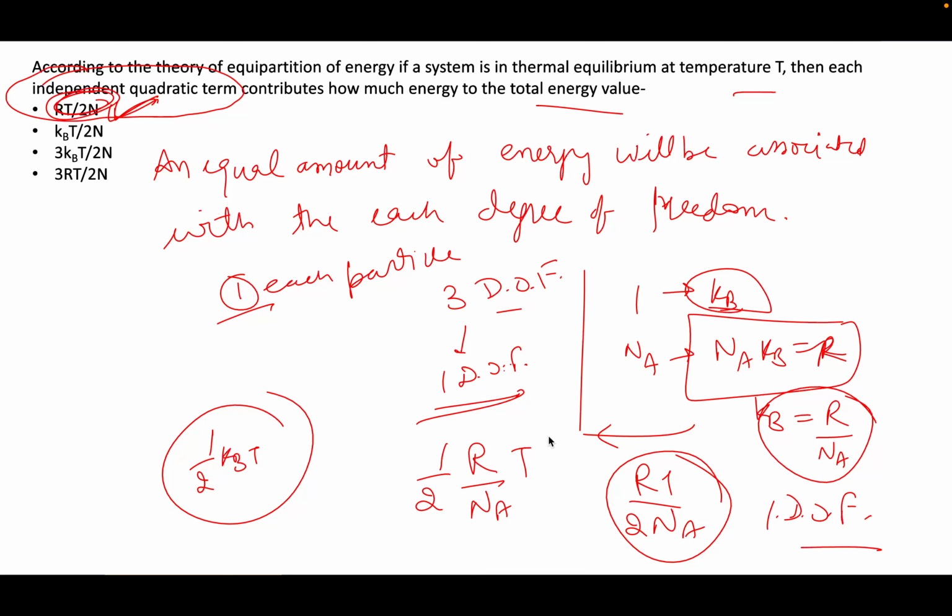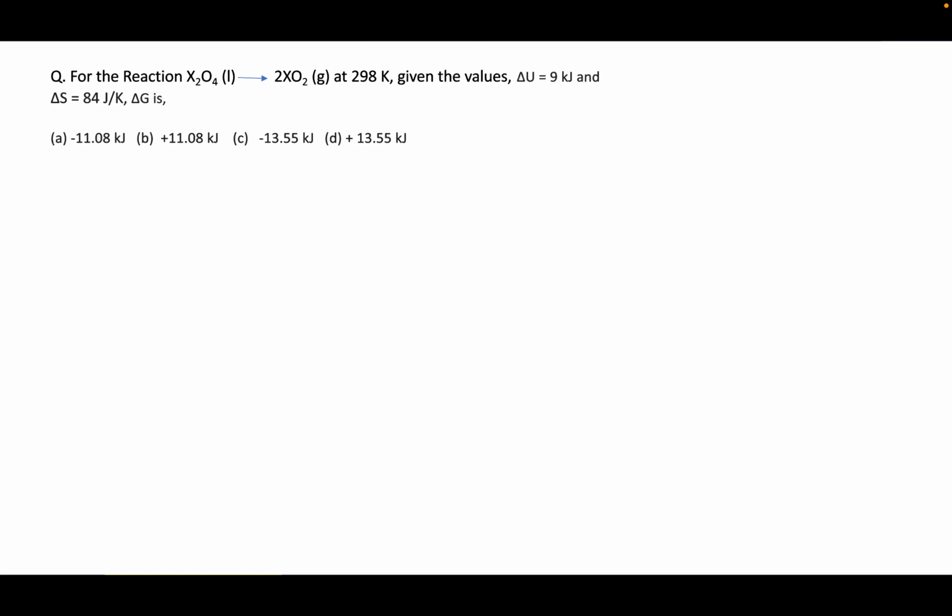If you consider all 3 degrees of freedom, then it will be 3 by 2 RT by Na or 3 by 2 kBT. So it is according to the equipartition law of energy, that an equal amount of energy is associated with each particle and each degree of freedom. Next question.